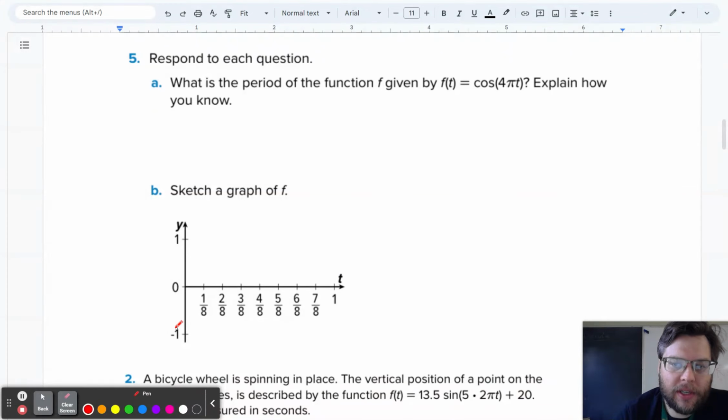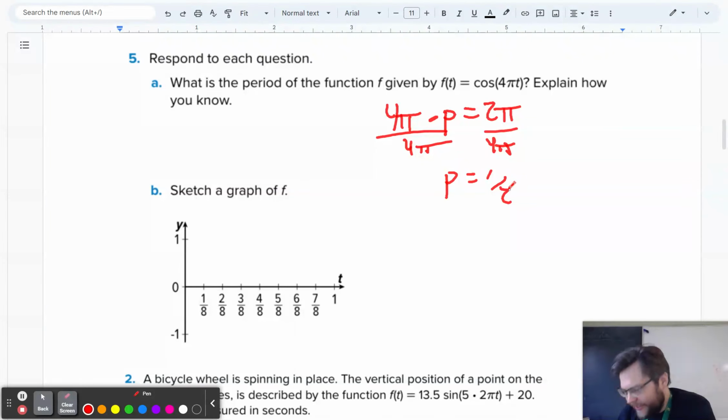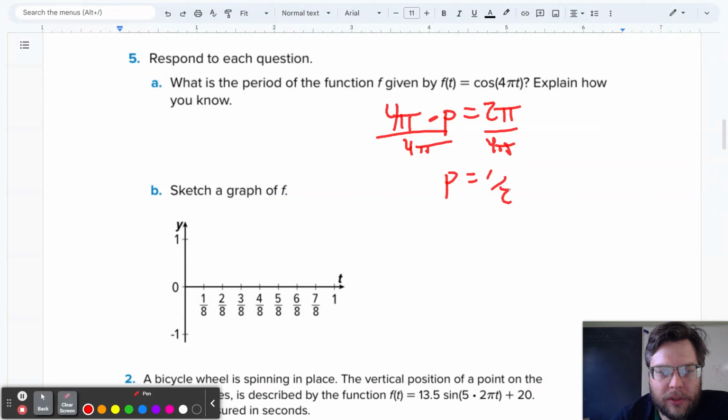Okay, what is the period of this function? Like I told you before, you know that whatever number is inside the parentheses multiplied by your period has to be 2 pi. So if you divide both sides by 4 pi, you get p as a half. So then we're going to have to sketch the graph of our function here. So p is a half.